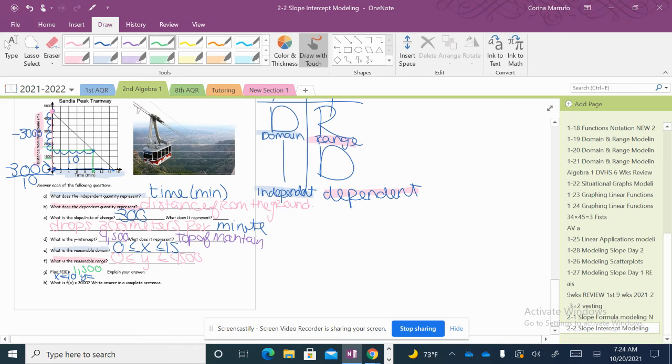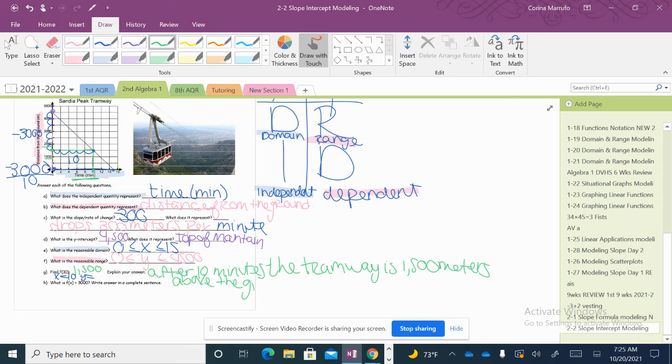Okay, so explain your answer, okay? Well, if it says x equals 10, x equals 10 is time in minutes. So it means after 10 minutes, this tramway is 1,500 meters above the ground.